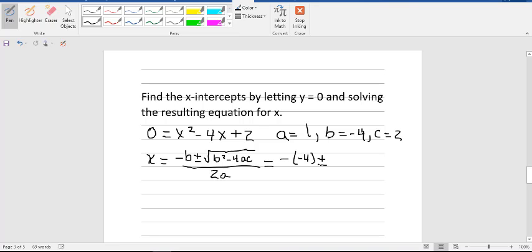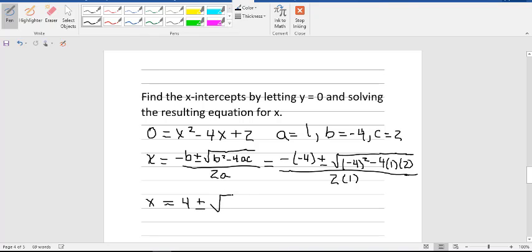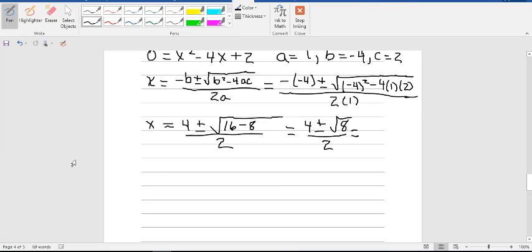I'm going to use the quadratic formula to find the x-intercepts. X is going to equal negative b plus or minus the square root of b squared minus 4ac, divided by 2a. So I replace b with negative 4, a with 1, and the c with 2. And so I wind up with x equaling negative negative 4, which is 4, plus or minus, when I square negative 4, I get 16. Negative 4 times 1 times 2 is negative 8. 2 times 1 in the denominator is 2.